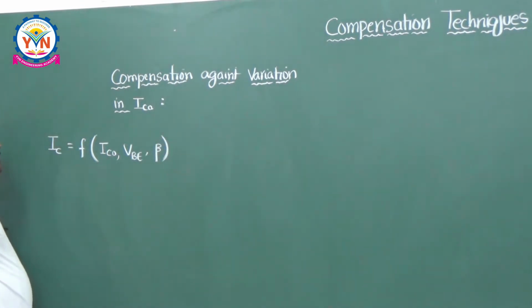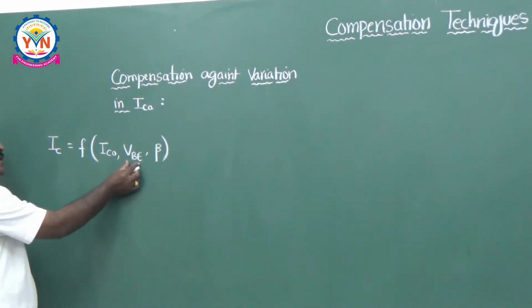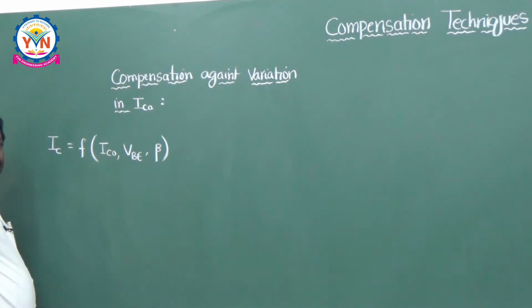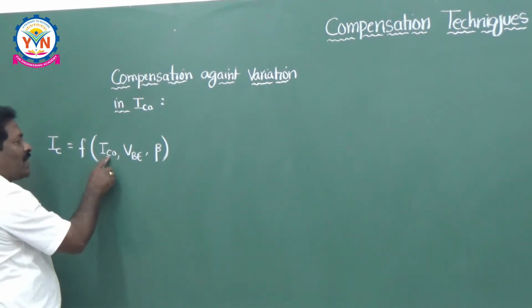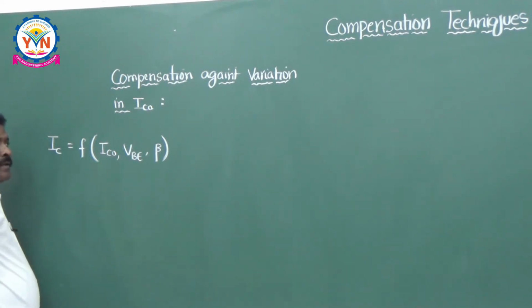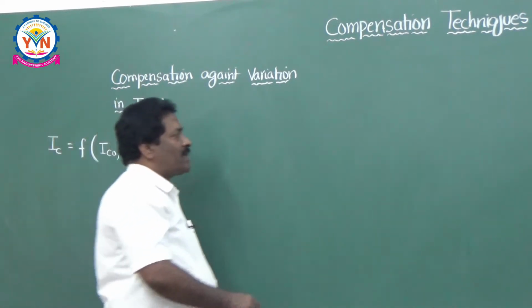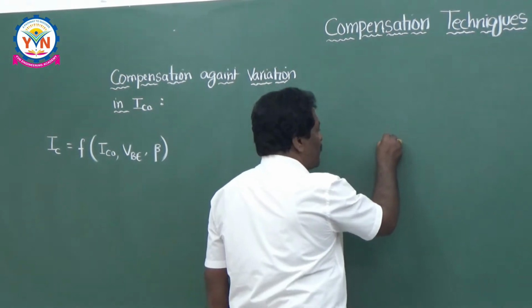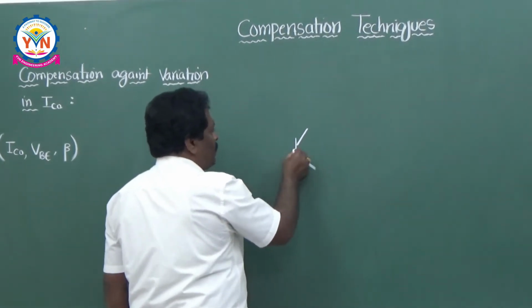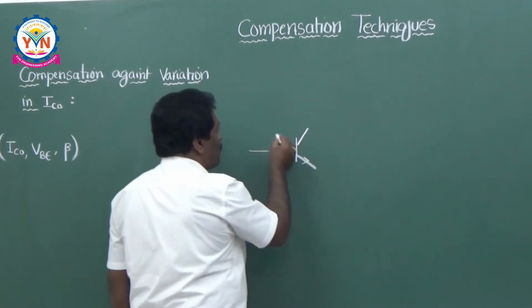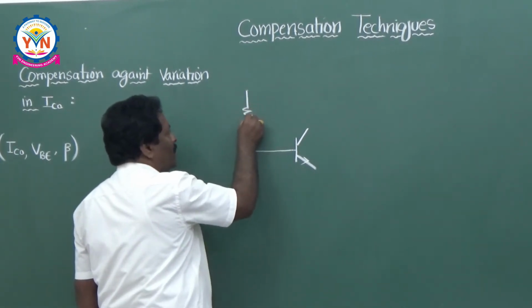Just now we have seen the compensation techniques for this VBE using the diodes. Using the same diode, let me explain how this Ic naught will be compensated. So you have to take once again the voltage divider bias. Voltage divider bias means biasing will be provided using the resistors R1 and R2.